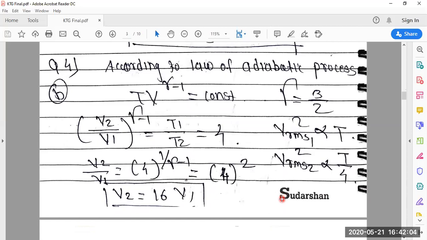Question number 4, an ideal gas having this gamma, that is the ratio of specific heats, equal to 1.5, its value is given.